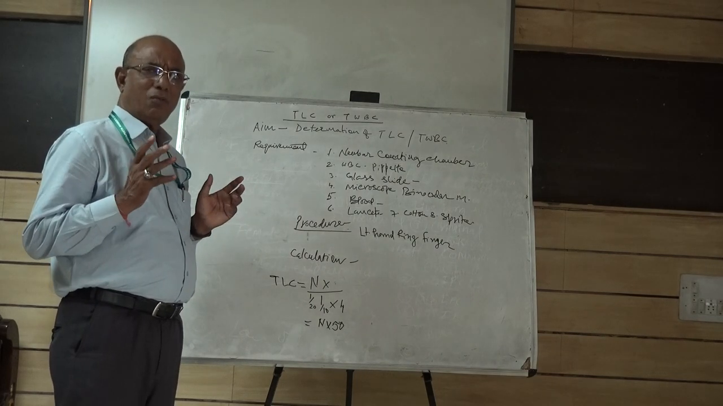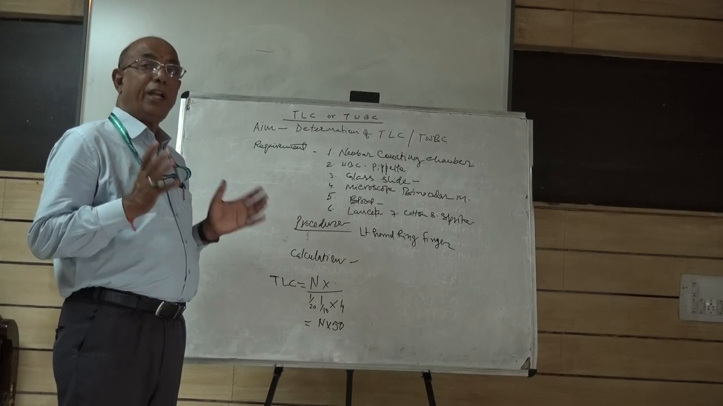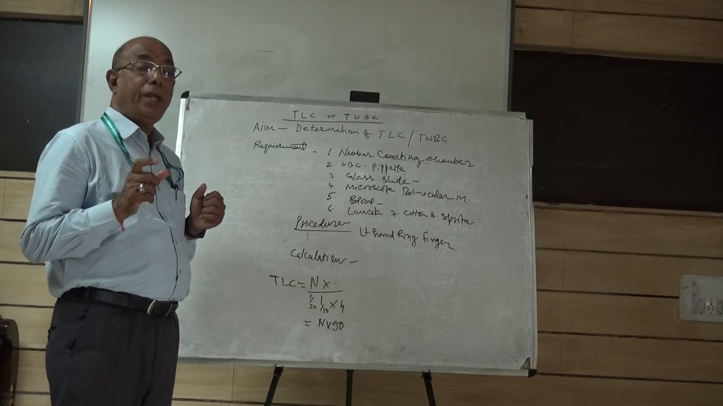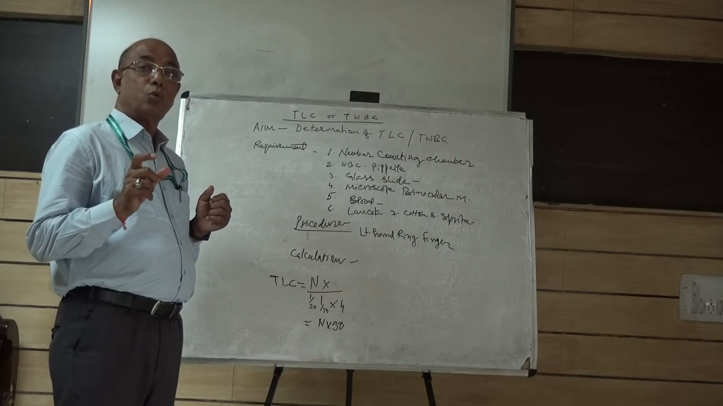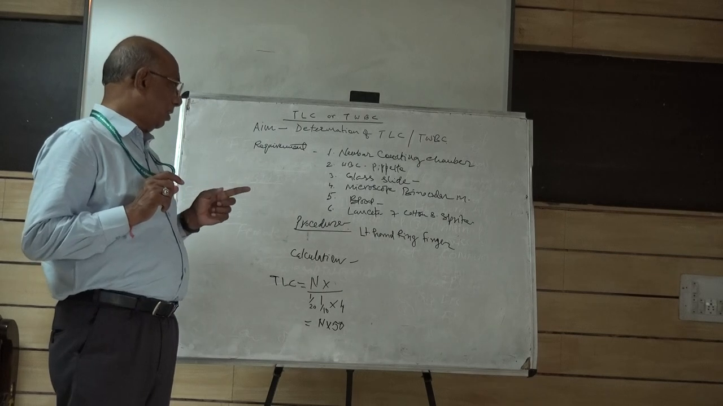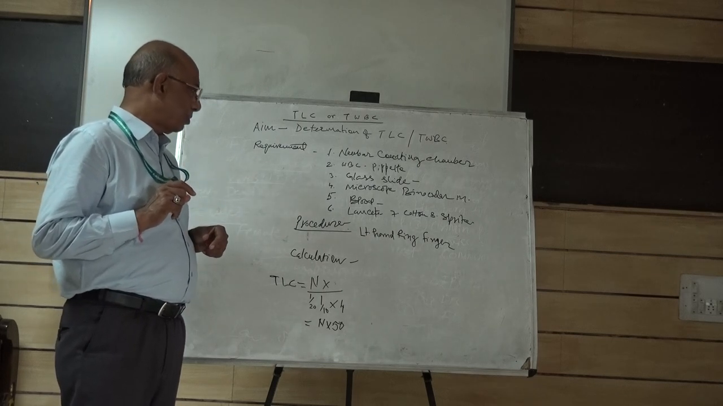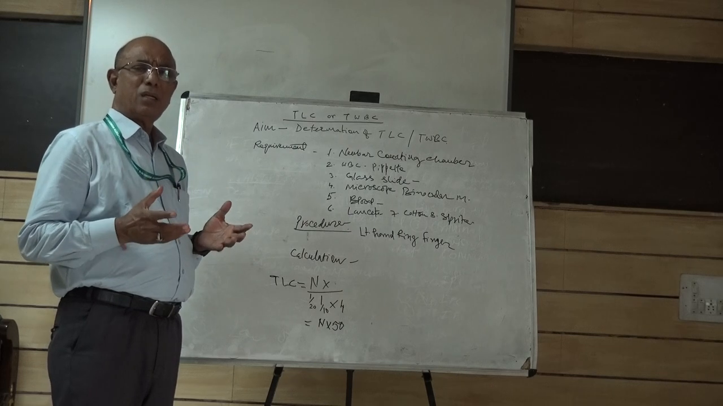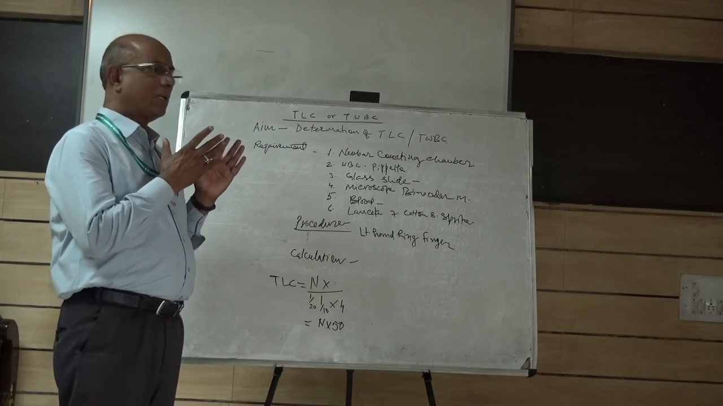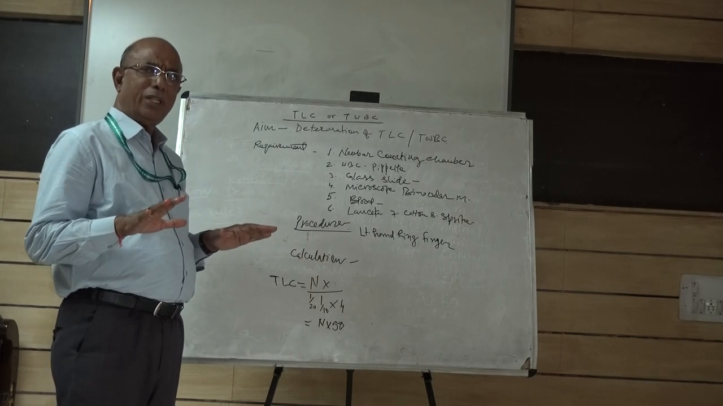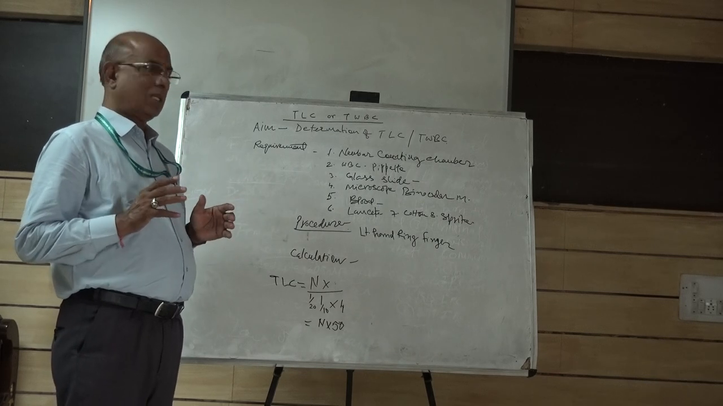What is the need of this test? For what purpose are we doing it? We need the total count of leukocytes, or WBC, in our blood. So what is the procedure? The procedure is this. We take all the requirements, neat and clean, on the table of the test.